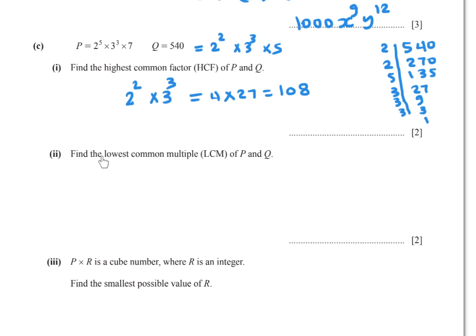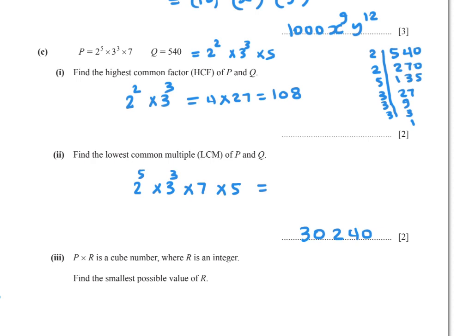Part (ii). Find the lowest common multiple, LCM, of P and Q. LCM takes all the factors, and if a factor is common, take the greatest power. So now we have 2 power 5 and 2 power 2. This is common, so take the greatest power, 2 power 5. We have 3 power 3 and 3 power 3, take any one of them because they are equal. You cannot take both. We have 7, not common, so we have to take 7. And we have 5 also. Now multiply them. Equals 30,240.